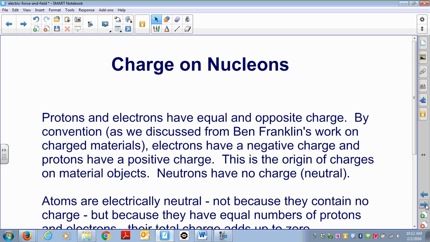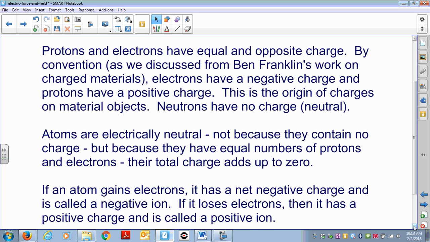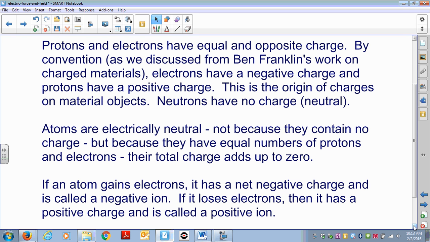Charge on nucleons. Protons and electrons have equal and opposite charge. By convention, as we discussed from Ben Franklin's work on charged materials, electrons have a negative charge and protons have a positive charge. This is the origin of charges on material objects. Neutrons have no charge. They are neutral. Atoms are electrically neutral, not because they contain no charge, but because they have equal numbers of protons and electrons. Their total charge adds up to 0.